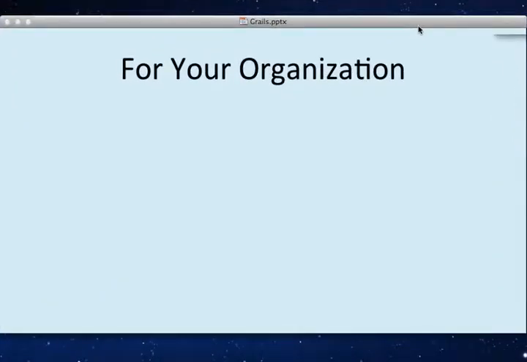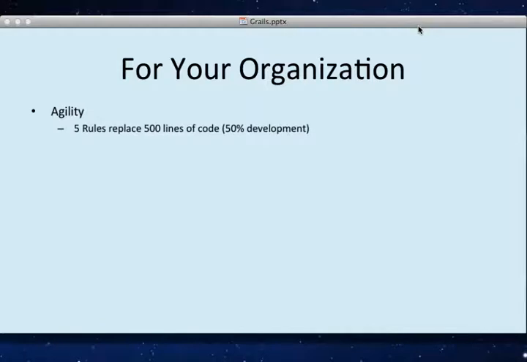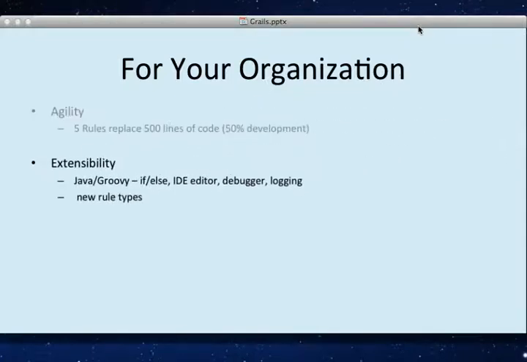Automated business logic provides significant benefits for your organization. First is agility. The 5 rules we saw in the demonstration replaced fully 500 lines of code. We know this because we built them and we provided copies of them on the website so you could have a look at them. That's 50% or more of your development effort for database-oriented web apps. In addition, while this was a very simple application, automated business logic is extensible. You can write rules in Java or Groovy, providing if-else logic, and utilize your IDE's editor, debugger, and logging. You can also use Java or Groovy to provide new rule types, and we've used these, as also shown on our website, to automate high-end complexity transactions such as a bill of materials explosion, or the application of a payment to a set of outstanding orders.